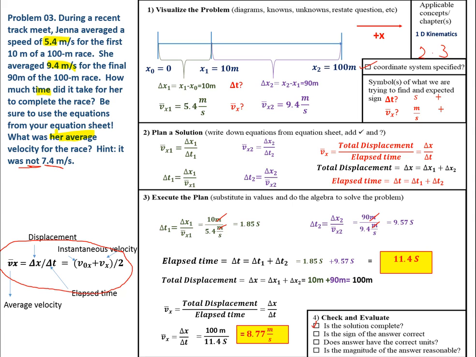And is the sign of the answer correct? Yes, as expected, we got positive values for delta t and the average velocity, and this answer has correct units. Yes, we got seconds for the time, and for the velocity we got meters per second. And is the magnitude of the answer reasonable? So 8.77 meters per second is fast, but possible for an elite runner. So yes, it is reasonable.